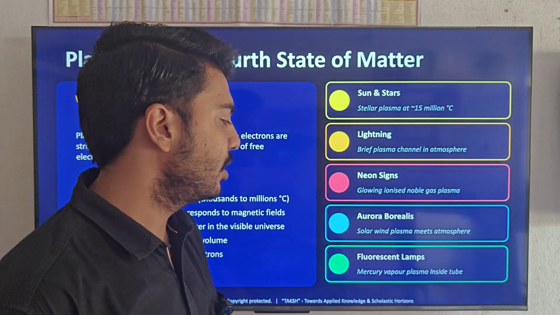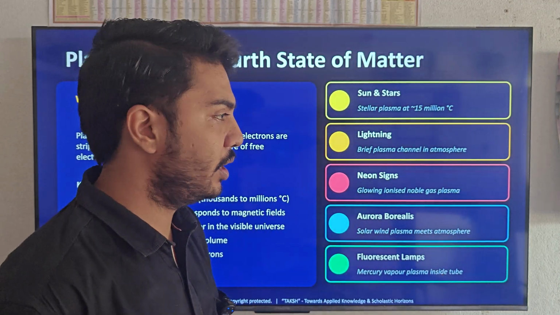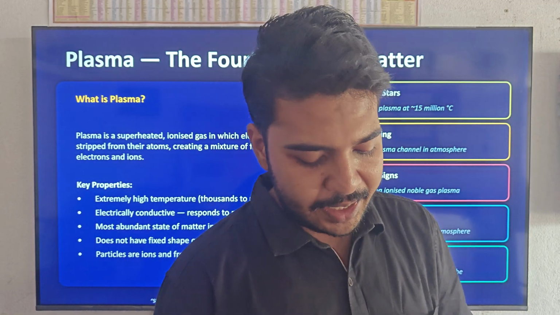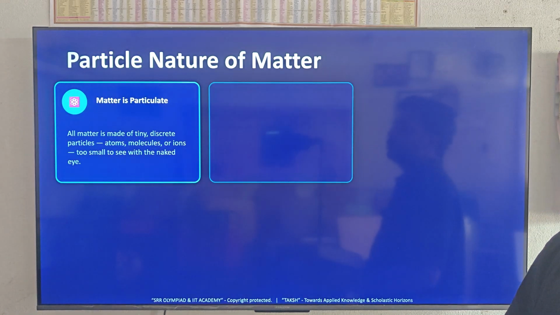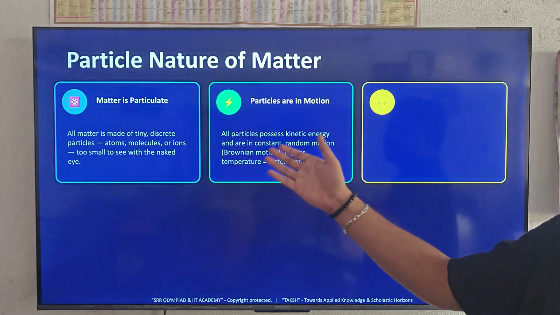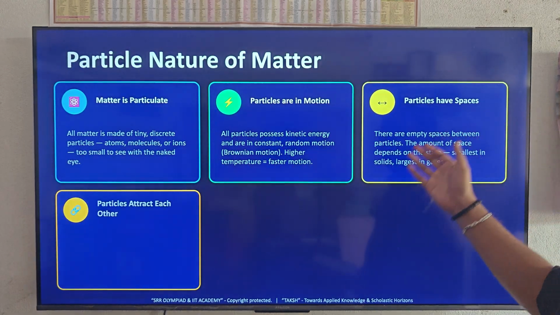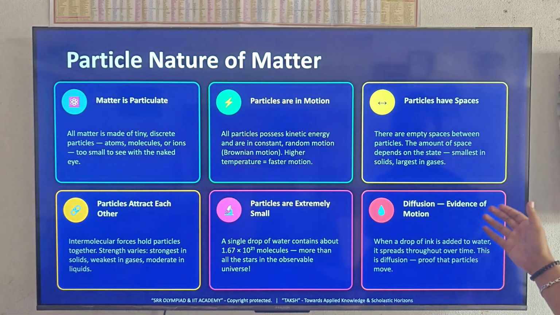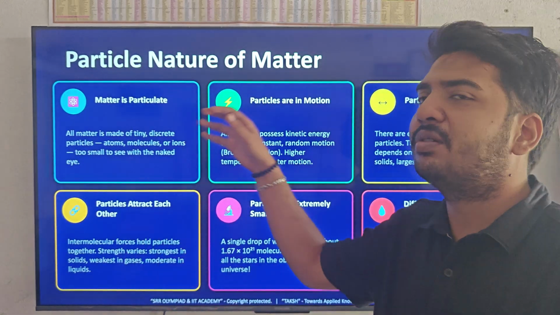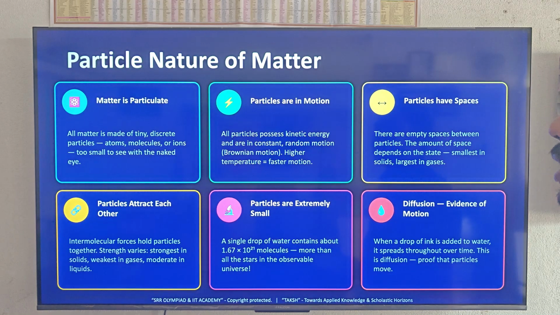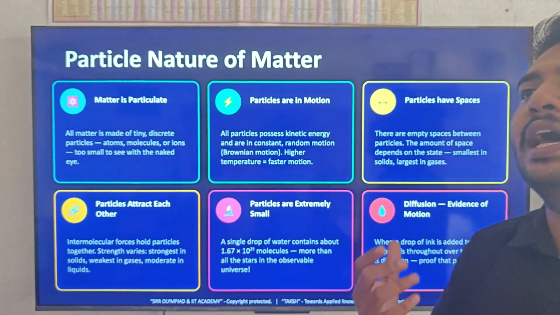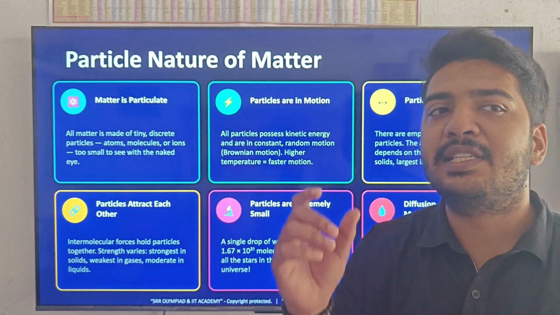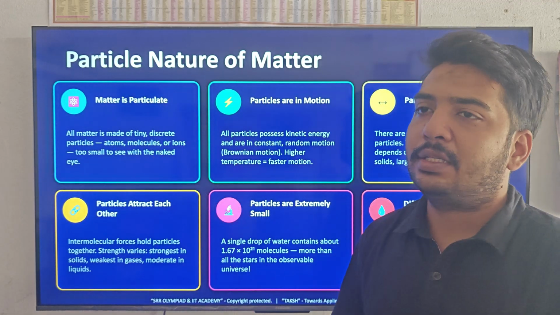And also fluorescent lamps, mercury vapor plasma inside a tube; these can be seen in experimental ways. And next, particle nature of matter. Matter is particulate, particles are in motion, particles have spaces, particles attract each other, particles are extremely small. Diffusion, evidence of motion. So these all come under the properties of matter. So matter has particles inside it, whatever the molecules, those are called particles.